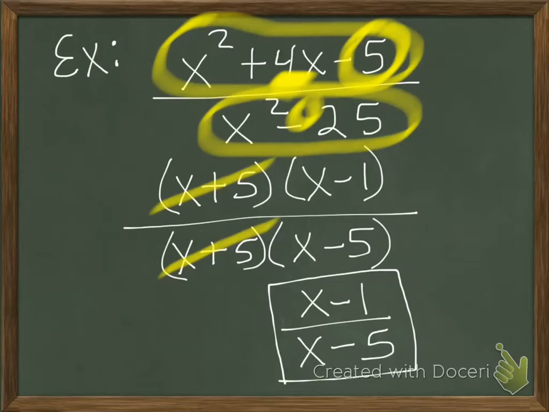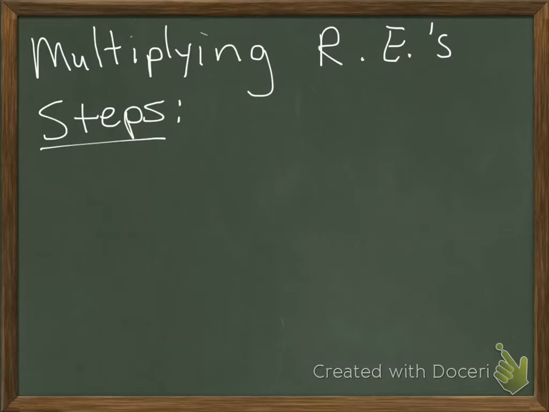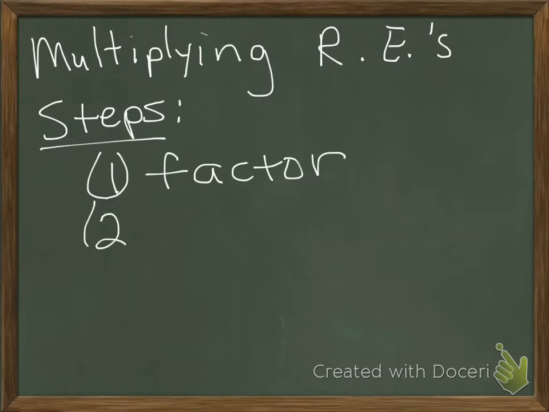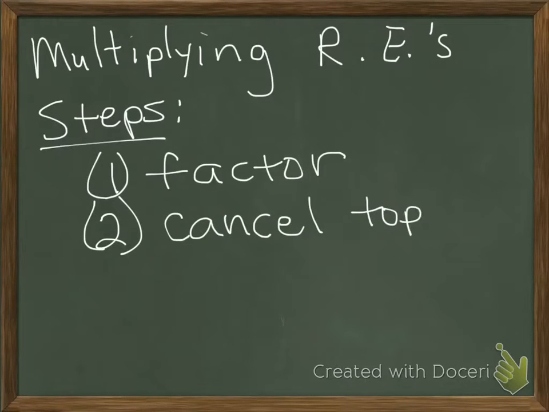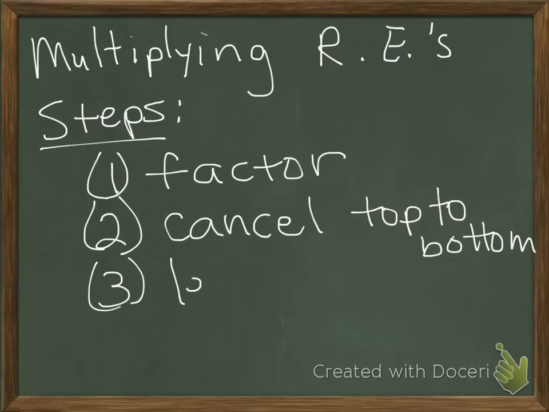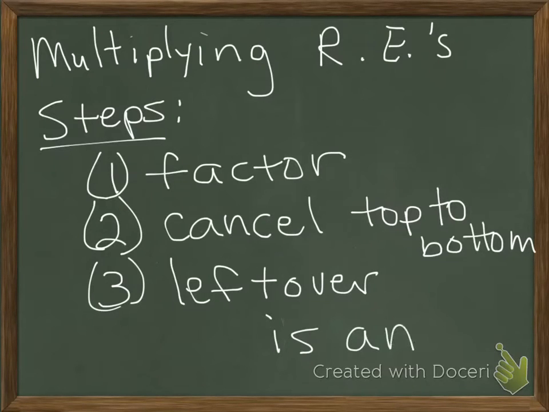That's how you simplify. Next, we're going to do some multiplying, and you're going to see some very familiar steps. So to multiply rational expressions, here's your steps. First step, factor. Second step, cancel. Top to bottom. Third step, write what's left over as the answer. Those are the exact same steps as when we simplify. And it's the exact same process.